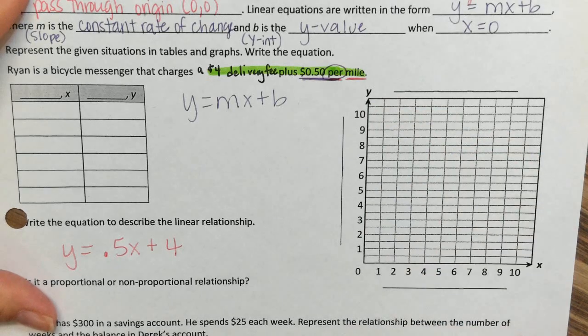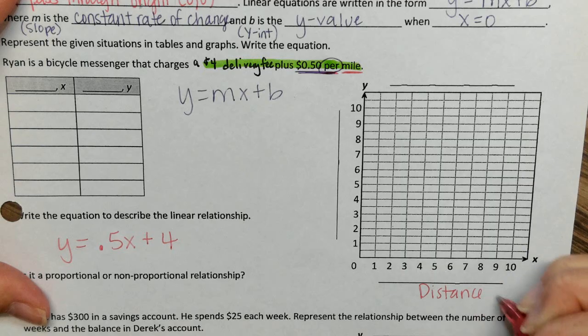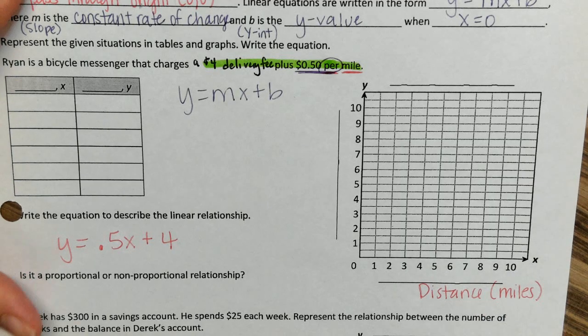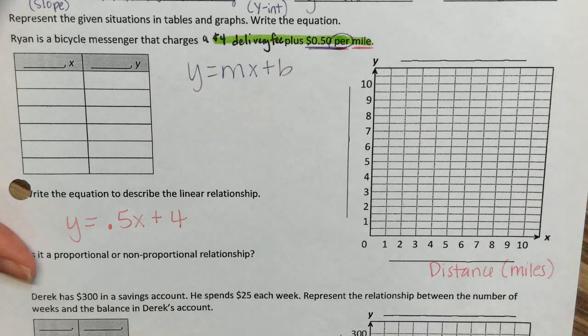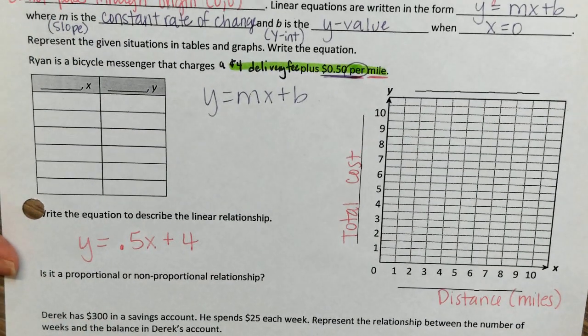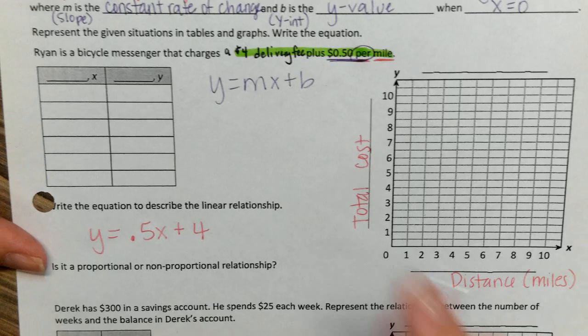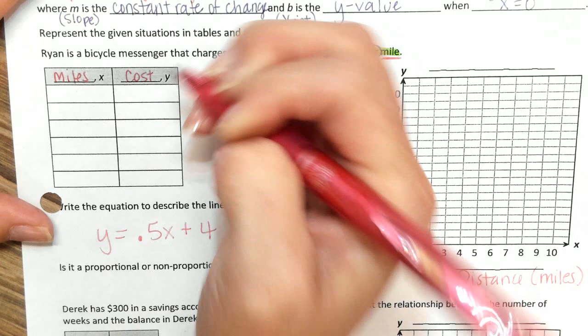Mile. That means on the x-axis, we're talking about the distance in what? Miles. Now, if you were to just put miles, that would be perfectly fine. What is the y-axis? What are we solving for here? What would we be solving for? The cost. The total cost. So right here, I want you to put total cost. That means the x is the miles, the y is the cost.